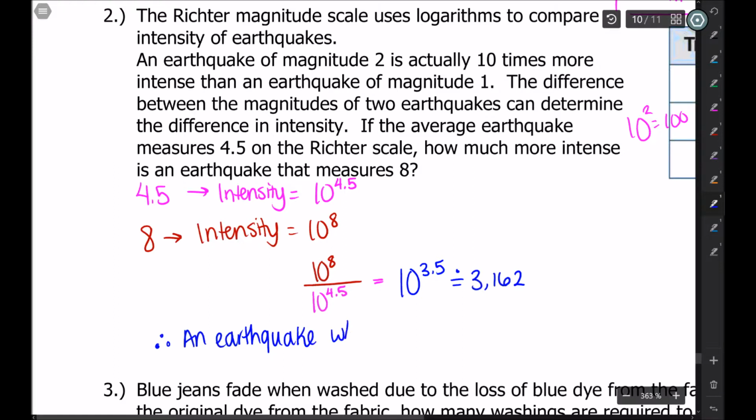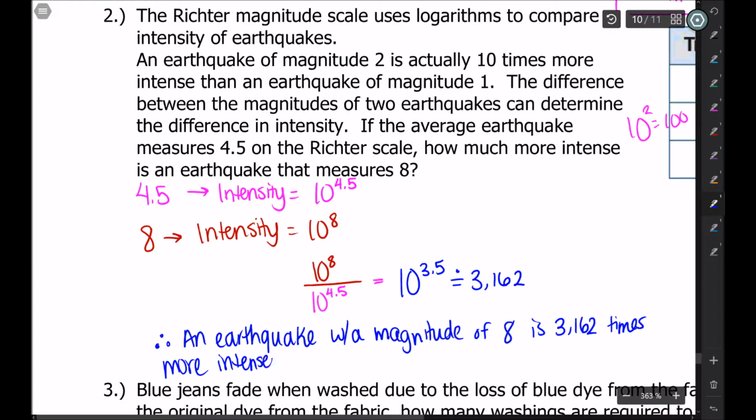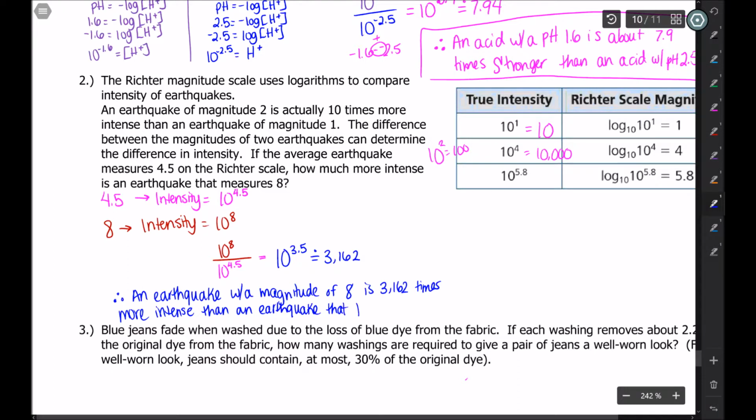So therefore, an earthquake with a magnitude of 8 is 3,162 times more intense than an earthquake that measures 4.5. And that's my answer to this question right here.